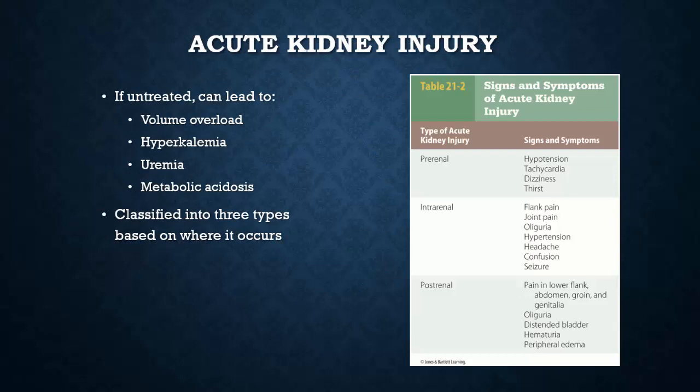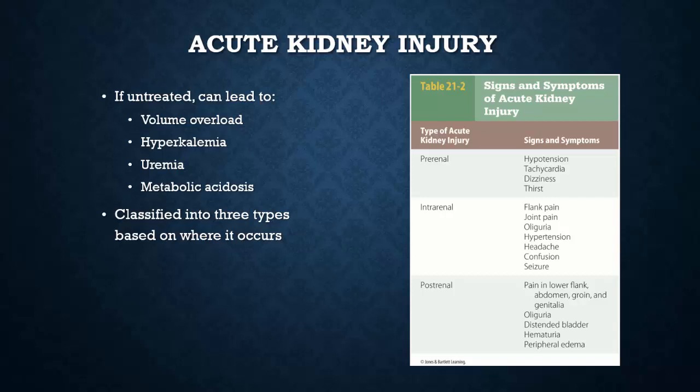So to start the discussion, let's talk a minute about acute kidney injury. Acute kidney injury also could be referred to as acute renal failure. This is a sudden drop in urine output that is less than 400 to 500 milliliters a day. This is due to a sudden decrease in filtration through the glomeruli, which causes toxins to accumulate in the blood.